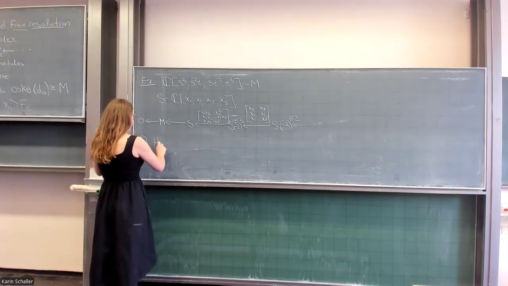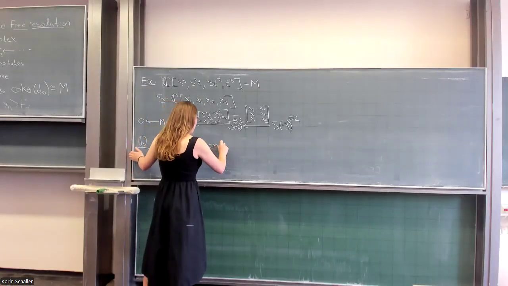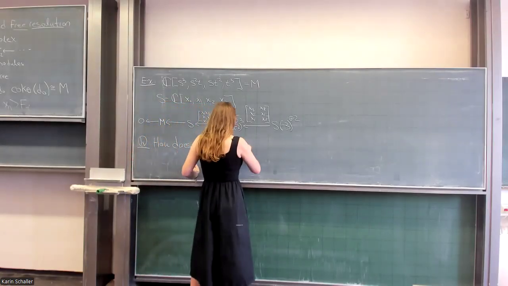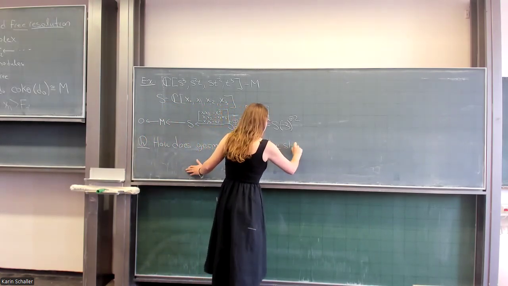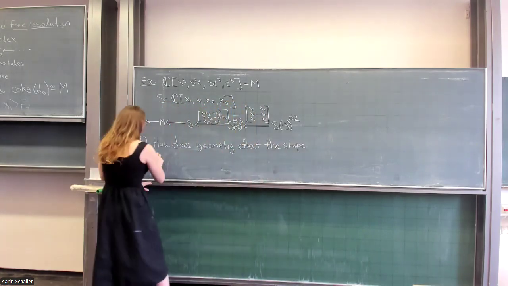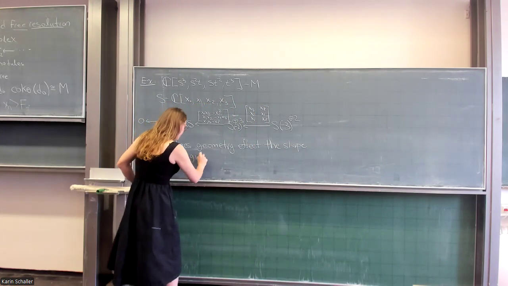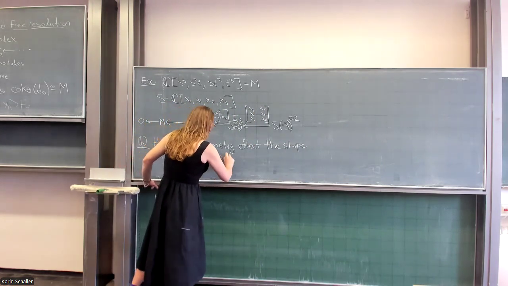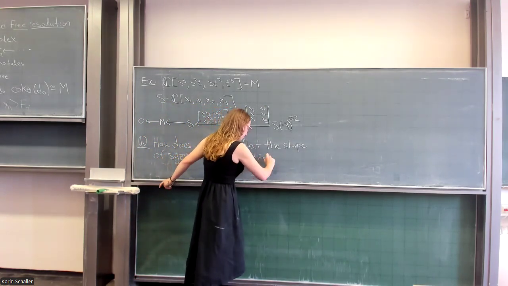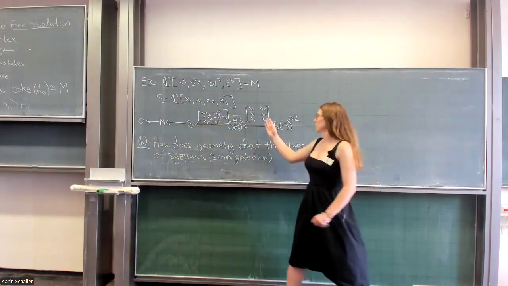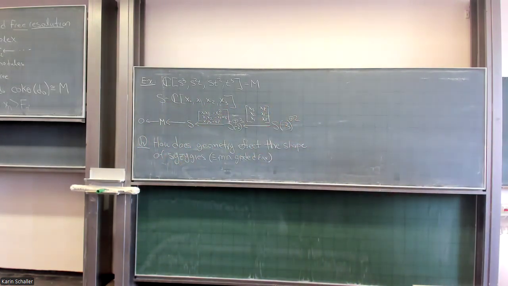is, how does geometry affect the shape of syzygies? And by syzygies, I essentially mean minimal graded free resolutions, or maybe I mean the entries of these matrices or the kernels of these maps, all essentially analogous data.